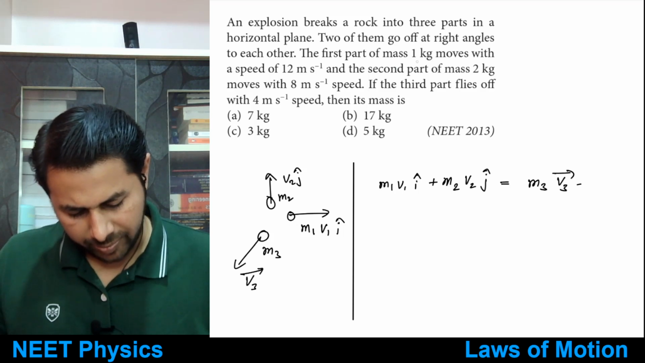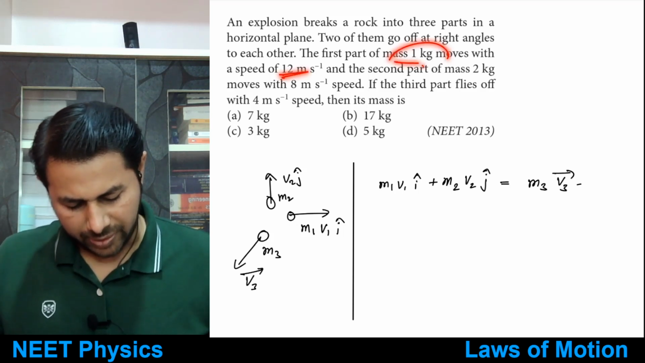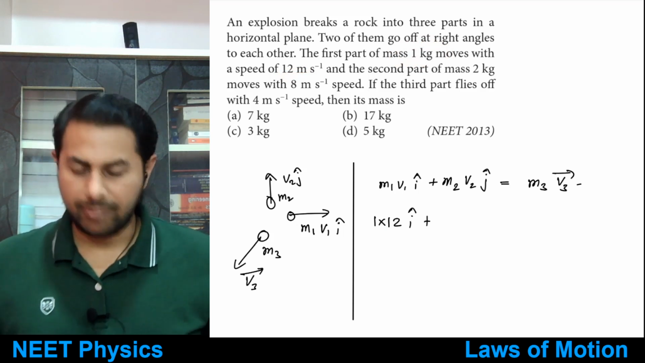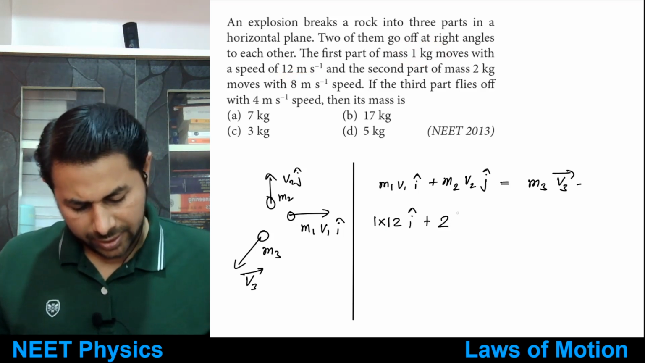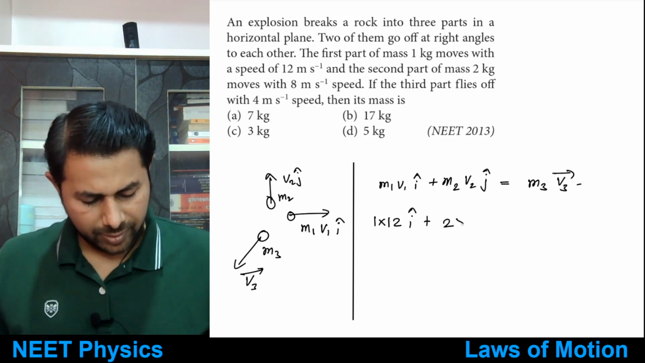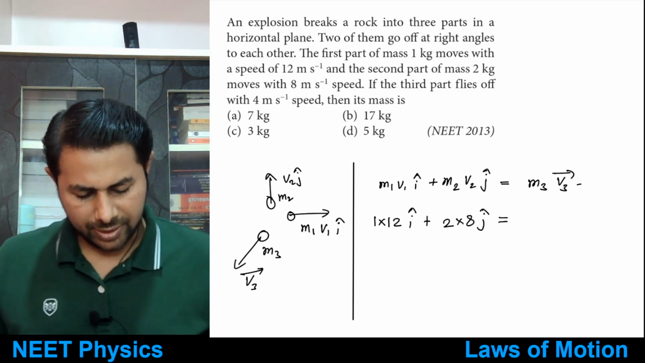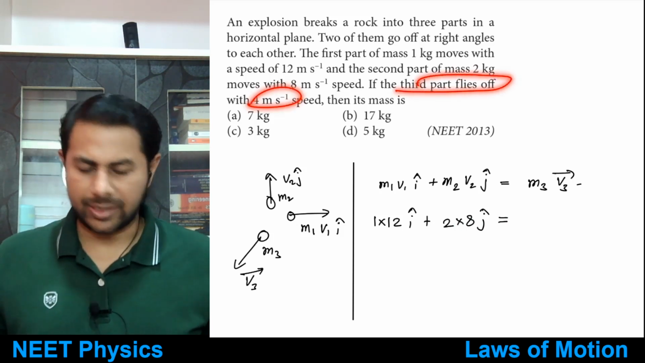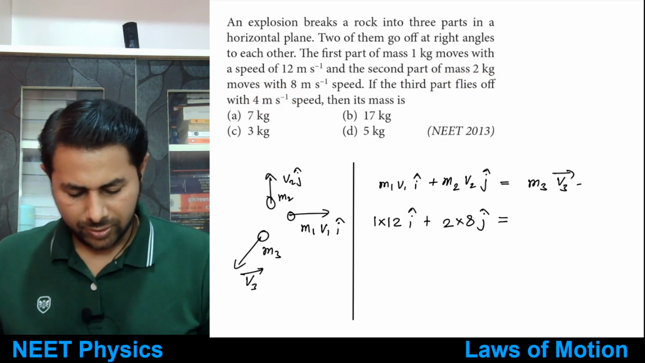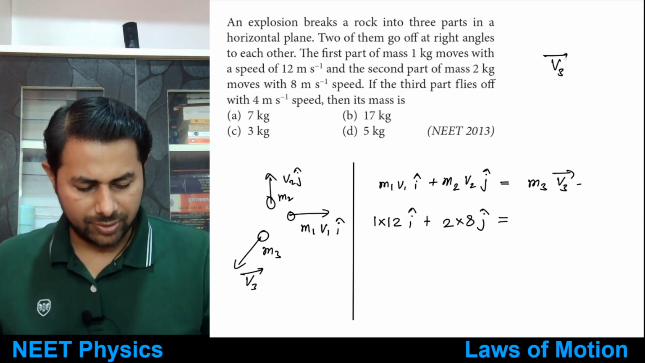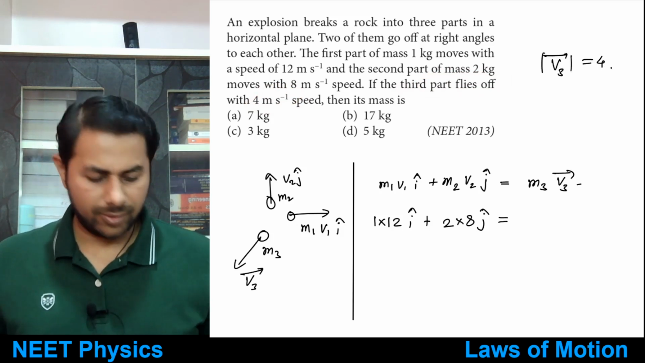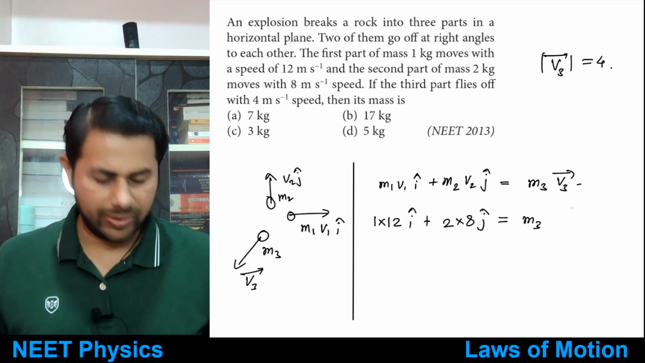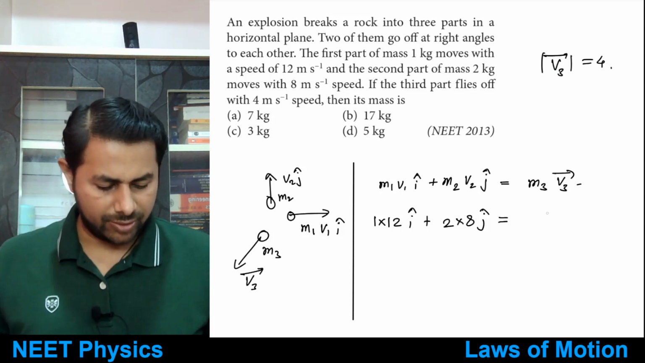What is the mass of the first one? 1 kg, speed is 12, so 1 times 12 into i cap, plus the mass of the second one is 2 kg, the speed is 8, so 2 times 8 into j cap, it's equal to, now the third one flies off with 4 meters per second, the speed is given, so we know that V3's magnitude is equal to 4. So you have m3 multiplied by V3 bar, with V3's magnitude equal to 4, that you know.